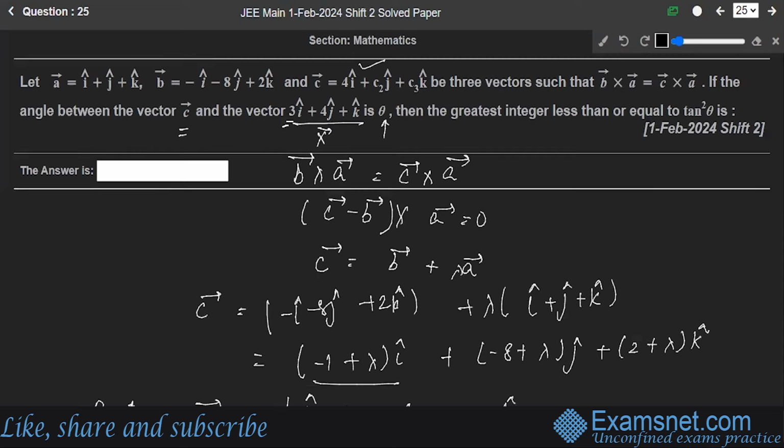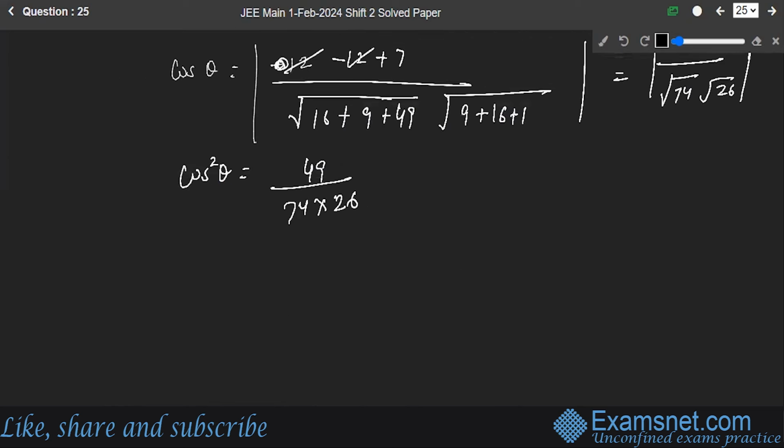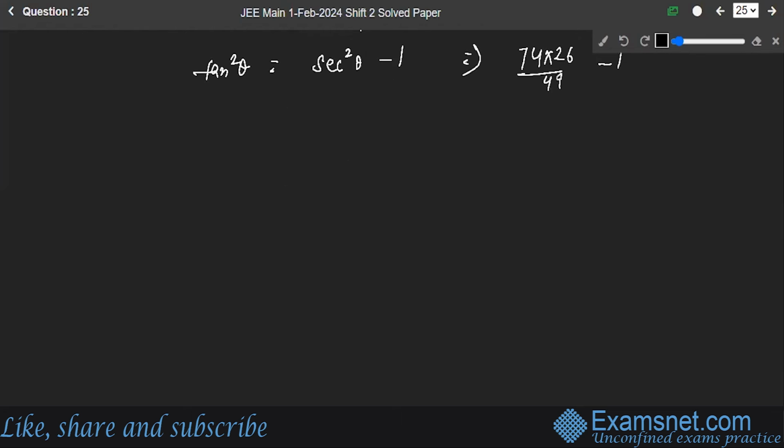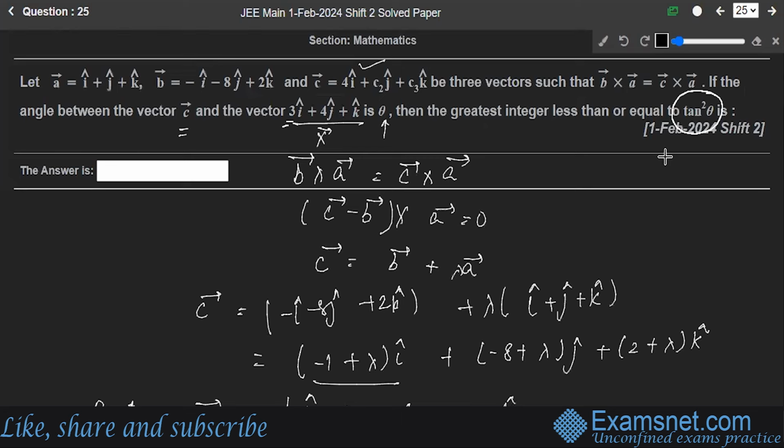What I have to find out is the greatest integer less than or equal to tangent square theta. So secant square theta is the reciprocal of this, and tangent square theta is equal to secant square theta minus 1. So this gives me 74 into 26 upon 49 minus 1. On solving this whole thing, you will get your approximate answer as 38.26. You have to find the value to the nearest integer. So this is 38. So this is the answer to the question. 38. Hope you're clear. Let's move to the next question.